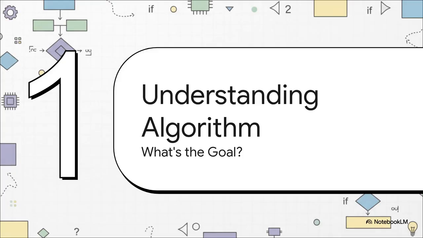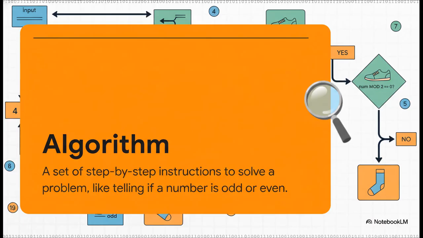Okay, before we even dream of drawing a single box or arrow, we have to ask the most important question. What is this thing actually trying to do? What's its purpose? At its heart, an algorithm is just a recipe for solving a problem. And this particular recipe is designed to do one simple thing. Take a number, figure out if it's odd or even, and then tell us the result.